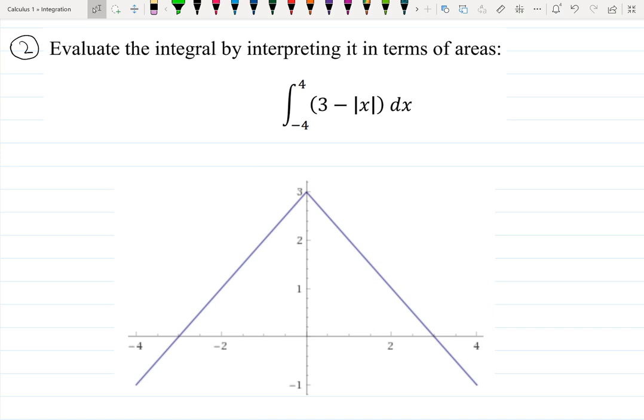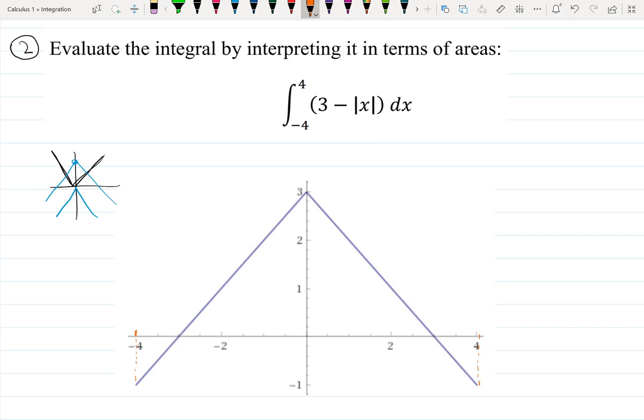Well, the graph of absolute value of x looks like this. Negative absolute value of x will look like this. And then there is a vertical shift up by 3 units because we're adding 3. That's why it jumped to here. Make sense? This is how the graph looks. It's in front of you. Since we're working from -4 to 4, it becomes from -4 to 4.